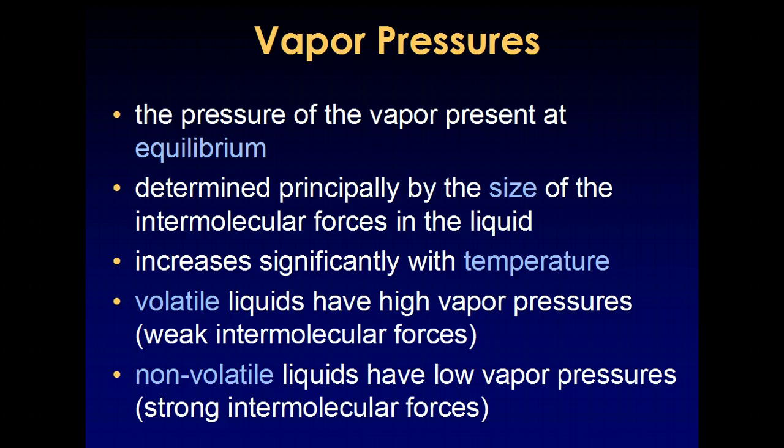Substances with weak intermolecular forces are more easily able to reach the surface. They are called volatile liquids, and they have higher vapor pressures as a result, whereas non-volatile liquids have to overcome stronger intermolecular forces to reach the surface, and therefore not as many are able to achieve that, and they have lower vapor pressures.